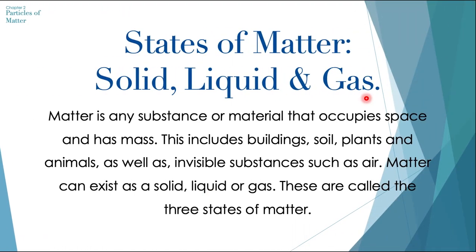Starting with states of matter: solid, liquid, and gas. So, matter is any substance or material that occupies space and has mass. And so, this will include buildings, soil, plants, and animals, as well as invisible substances such as air, because they also occupy space and have mass. So, matter can exist as a solid, liquid, or a gas. These are called the three states of matter. So, let's look at these three states of matter in more detail.